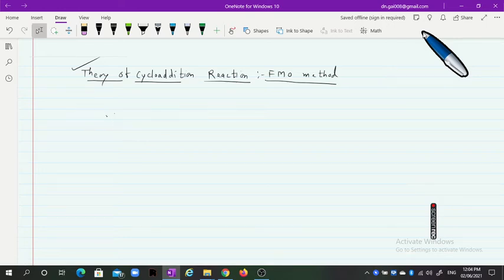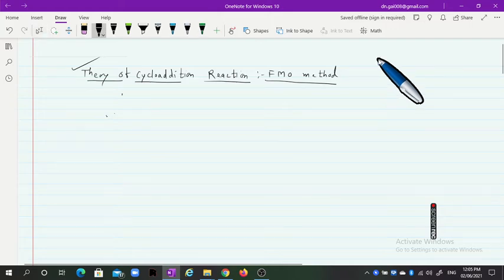Dear students, today we will discuss the theory of cycloaddition reaction by the FMO method. For this, we will take as the first example the 2 plus 2 cycloaddition reaction.